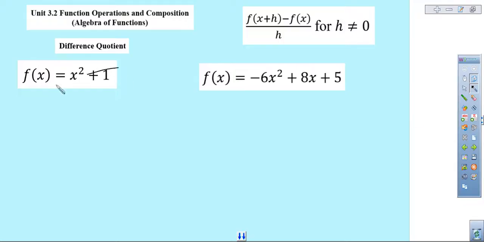So we're not going to do this one right here. We're going to take a look at this guy. So obviously we have a squared function. Things get a little more complicated when we go squared. So let's go ahead and set it up. We're going to plug it into our function.